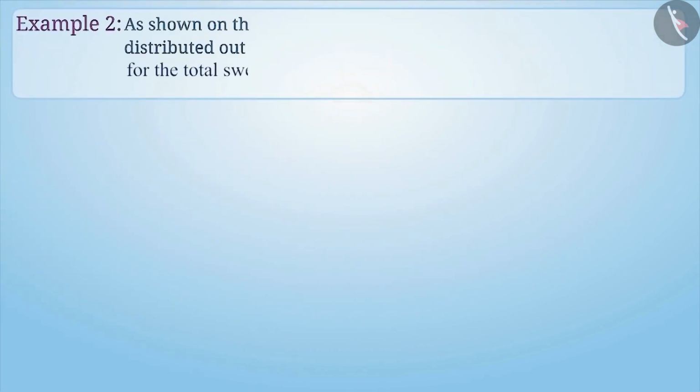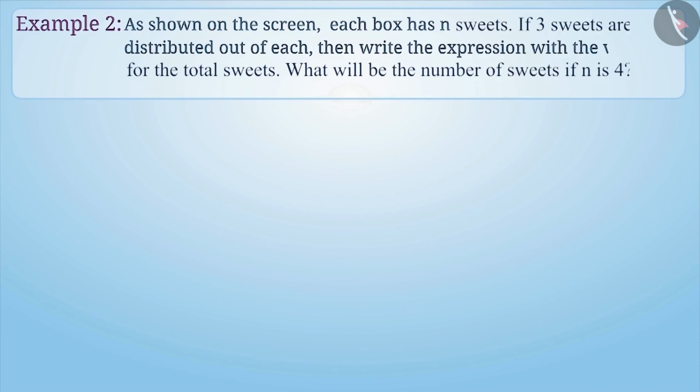There are n sweets in each box shown on the screen. If 3 sweets from each box are distributed, then write an algebraic expression for the total number of sweets. Find the total number of sweets when n is equal to 4.